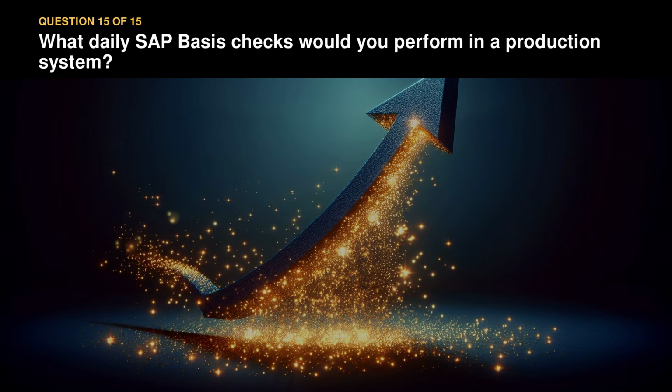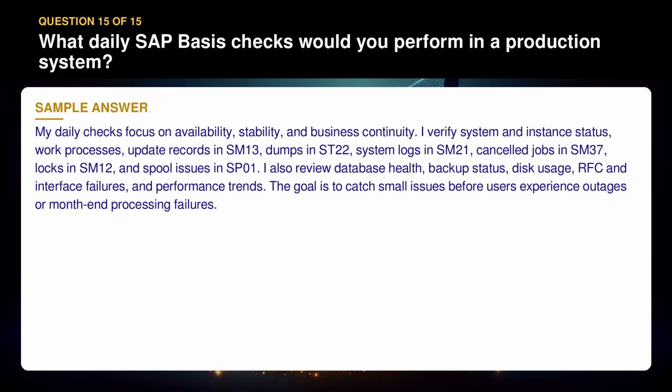Question 15. What daily SAP Basis checks would you perform in a production system? My daily checks focus on availability, stability, and business continuity. I verify system and instance status, work processes, update records in SM13, dumps in ST22, system logs in SM21, canceled jobs in SM37, locks in SM12, and spool issues in SP01.